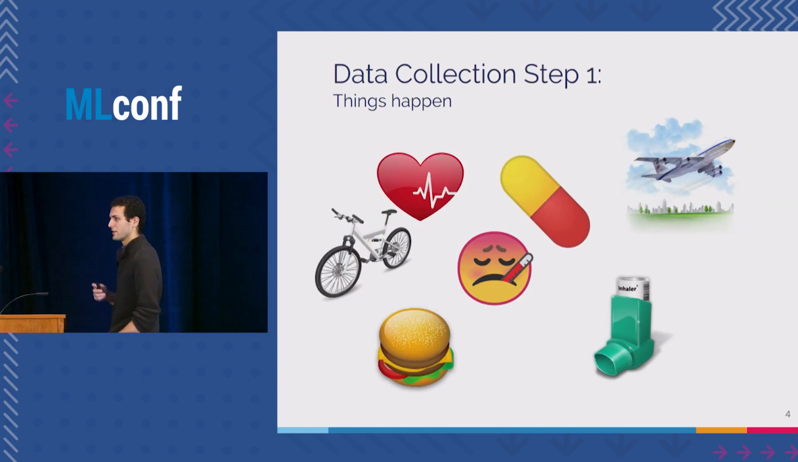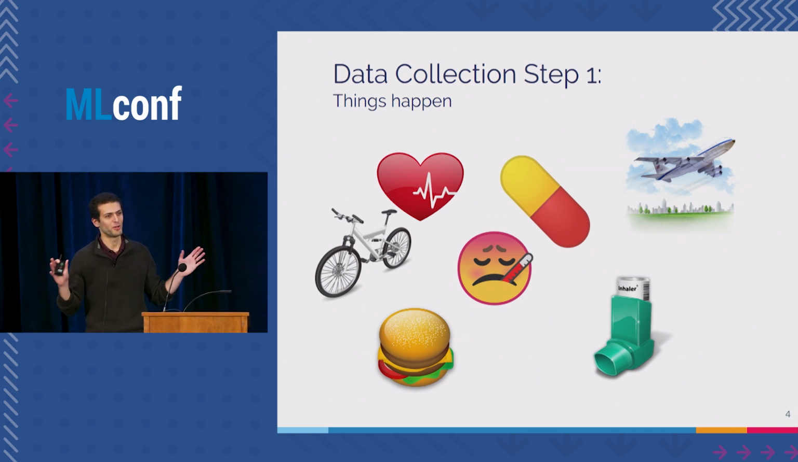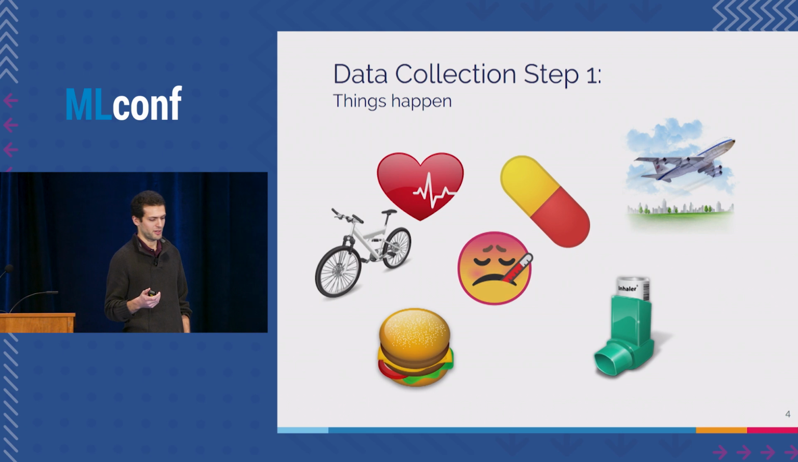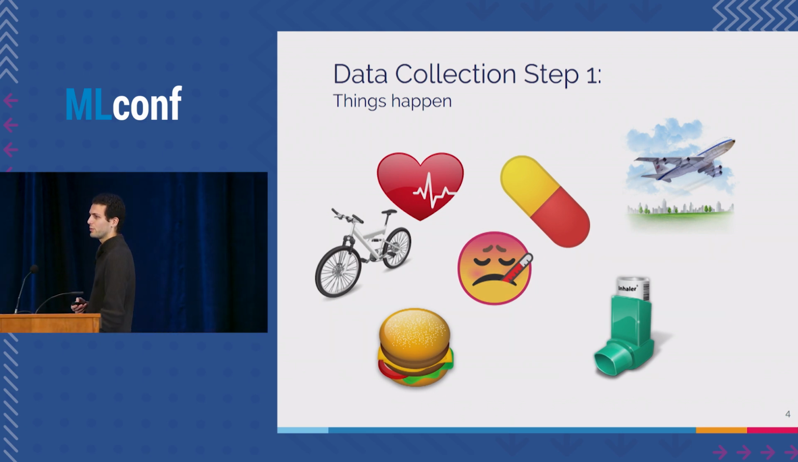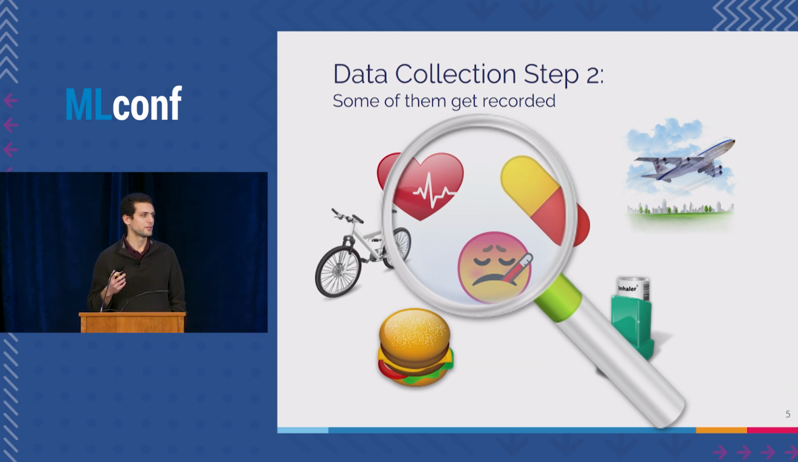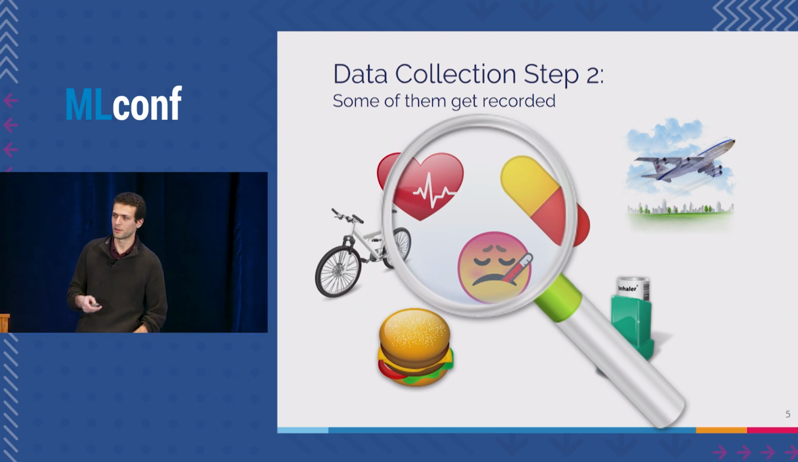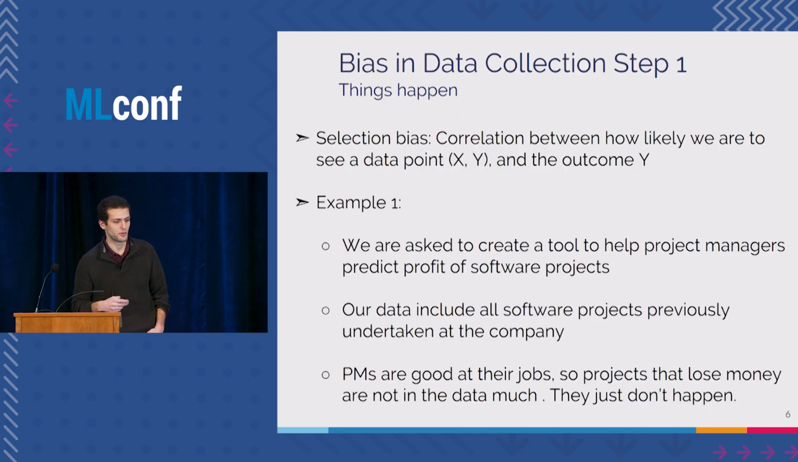OK, so let's talk about data collection. Data collection happens in two steps. Step one, events happen in the world. I work in medicine a lot, so we have patients with elevated heart rate. Maybe they go on a bike ride. Maybe they have a temperature. They take medication, whatever the case may be. Step two, some of these events that have happened in the world get recorded. We see some of them. People often think about step two as the only place selection bias can occur, but it can actually occur in step one as well.